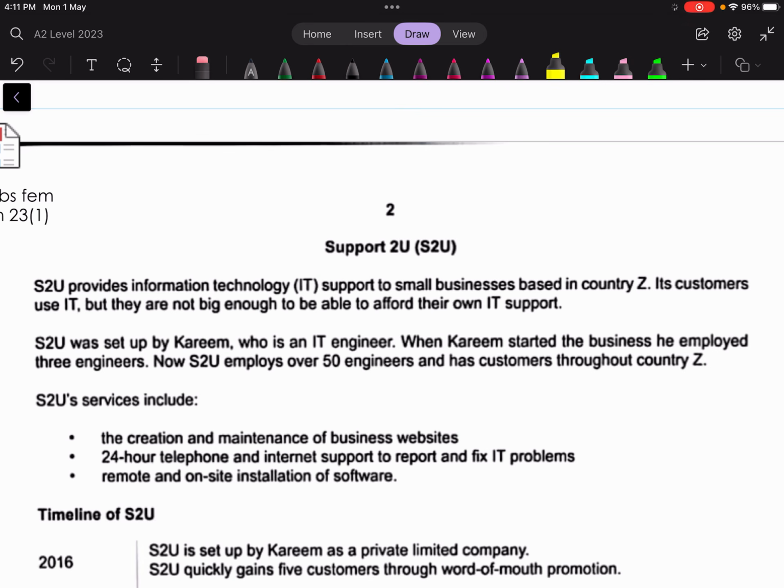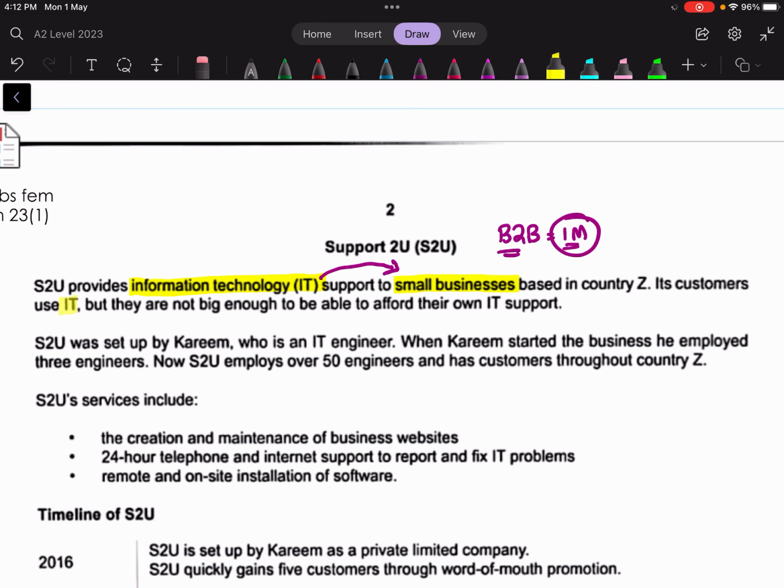Alright, so STU provides information technology support to small businesses based in country C. So you can clearly see that this is basically a B2B business which operates in the industrial market. So your consumers are not the final end consumers. Your customers are different businesses. That significantly changes your marketing mix, all right? Because when you provide information technology services to such businesses, it's going to be a cost for them, and businesses may be very price conscious because they would want to minimize their overall cost in order to preserve their profitability. All right, so let's move on.